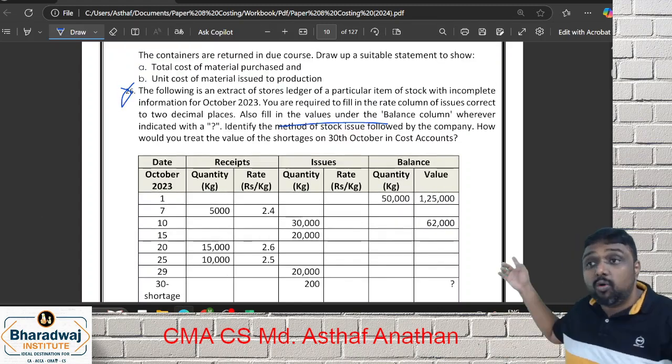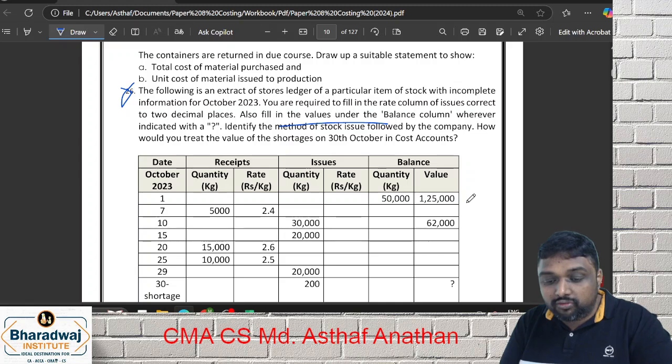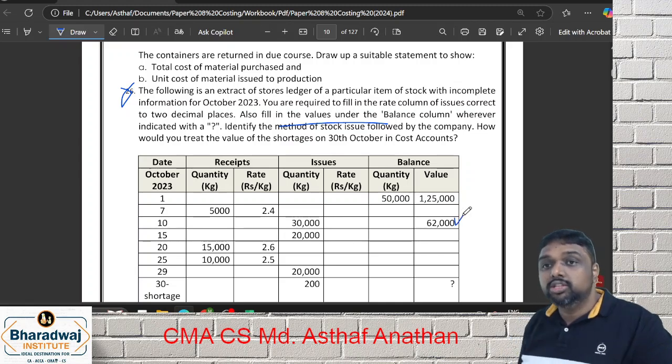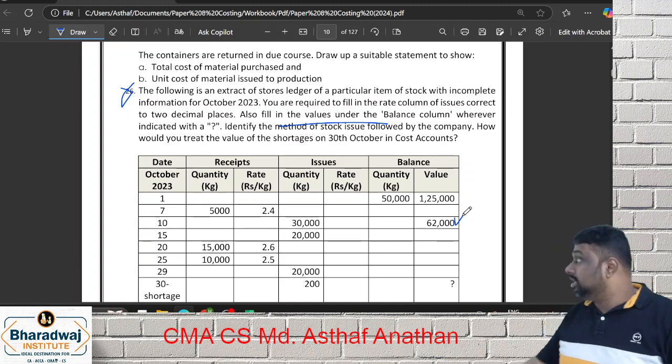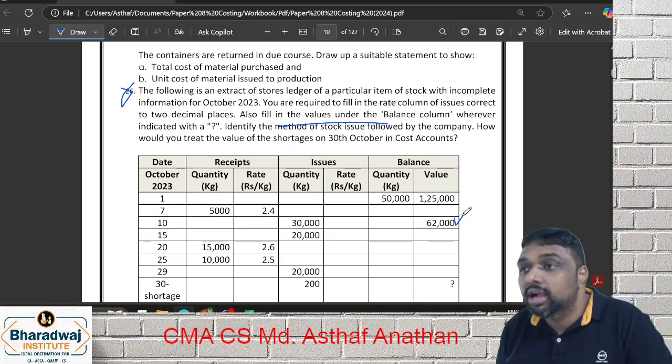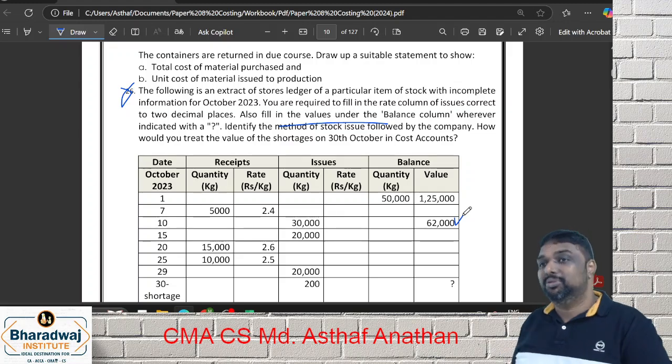So how did we solve this question? Hope you remember. We first assumed LIFO. When you work out LIFO, you get 62,500, so we identified it is not LIFO. Then we assumed FIFO. If you assume FIFO, you get exactly 62,000. So it is FIFO. Like that you have to do it.